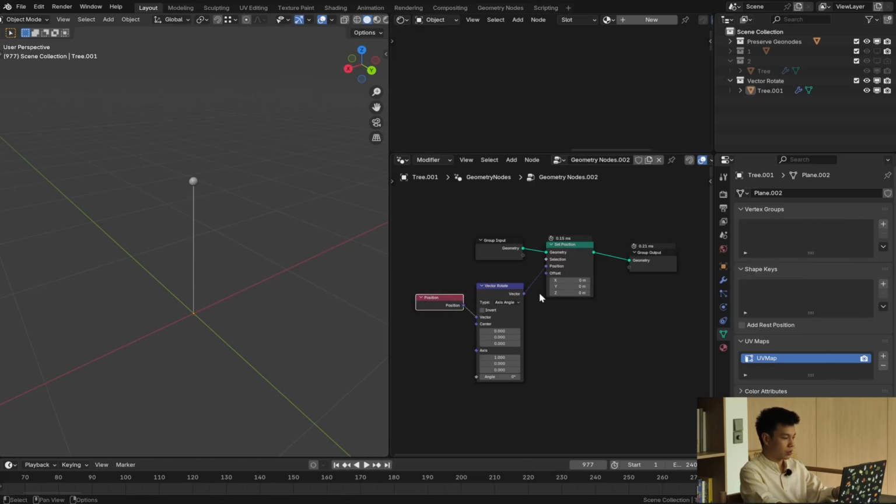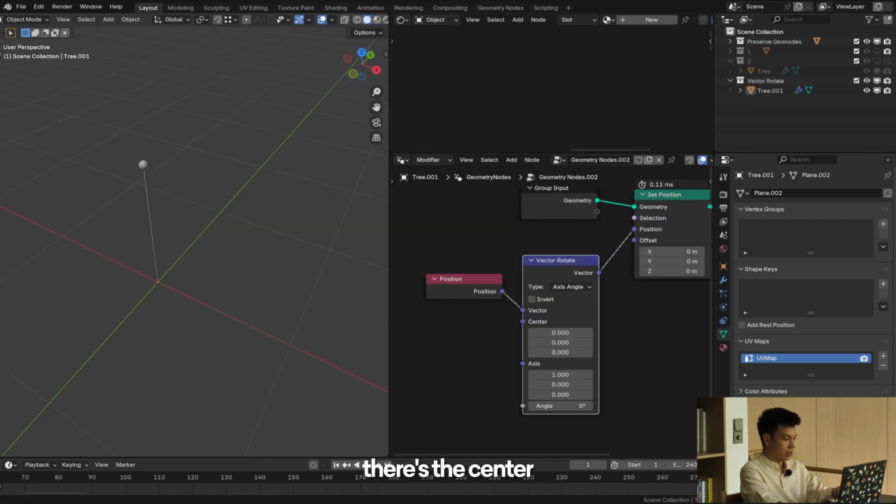It's kinda obvious. It's for rotating a factor. There's the center, which basically tells the pivot point where you want to rotate around. If we put 0, 0, 0, basically the pivot starts here, which is the center origin of the world. If we put 1, 1, 1, the pivot goes here.